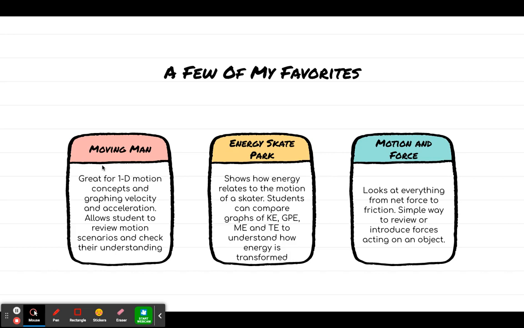So the first one I'm going to talk about is Moving Man. It's one-dimensional motion concepts. I really like it because a lot of students, when you start talking about one-dimensional motion, the positive and negative, that vector understanding of forward and back and those kind of things gives them a little bit of confusion. They also really struggle with motion graphs. In my experience, not just at the physical science level, but at the physics level as well. So those graphing velocity and acceleration concepts, and how a position versus time graph looks different than a velocity versus time graph is definitely a struggle. So this one I really like for that reason.